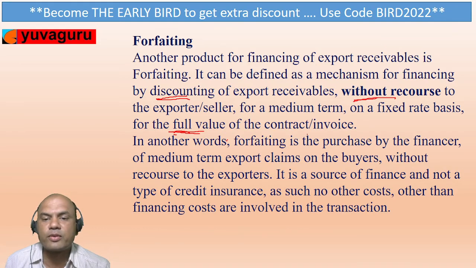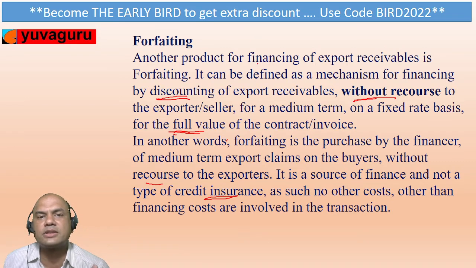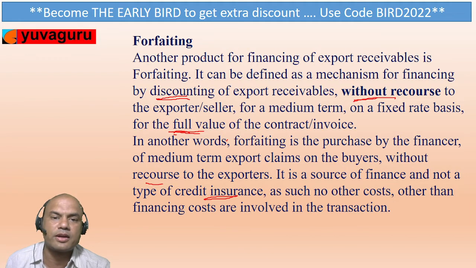In other words, forfeiting is the purchase by the financier of medium term export claims on the buyers without recourse to the exporter, strictly without recourse. It is a source of finance and not a type of credit insurance. As such, there is no other cost, because it's not insurance, it's after all the finance part. So remember, factoring and forfeiting are similar, with only slight differences: discount without recourse, number 1, full value, number 2, and a few other points.